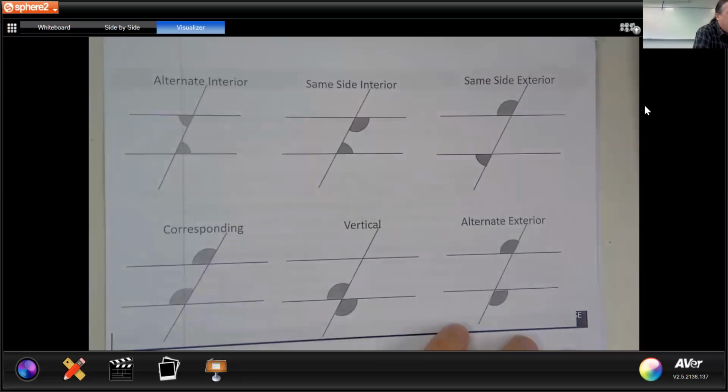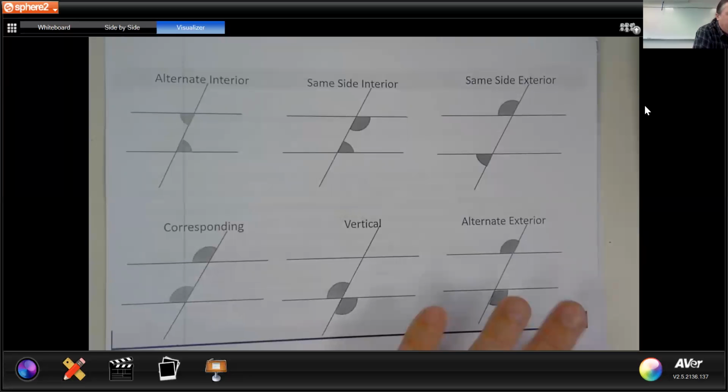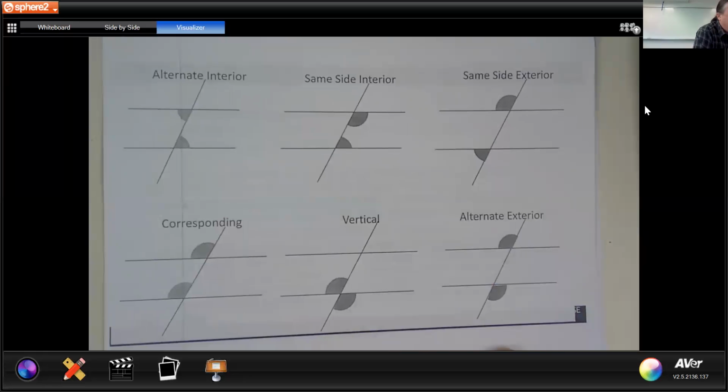I highly recommend that you pause this. If you're on the Nearpod, you take a picture of this, you write this down in your notes. You're going to need these. We're going to use these parallel lines for the rest of the quarter, and you need to know these.